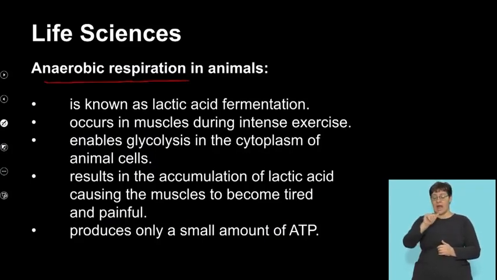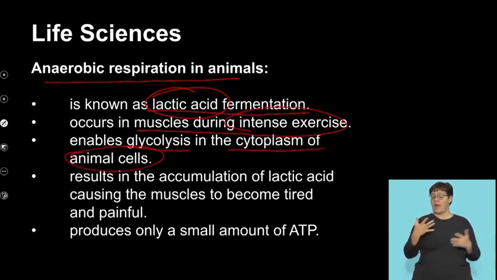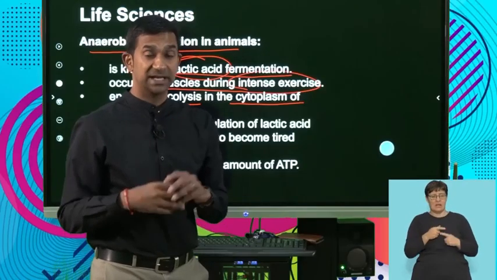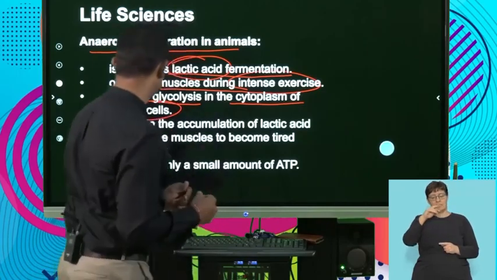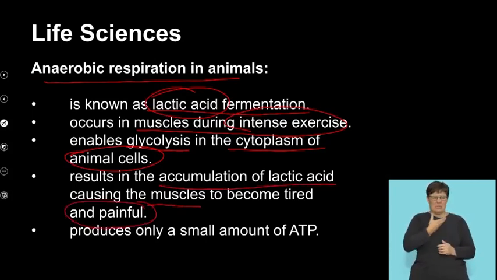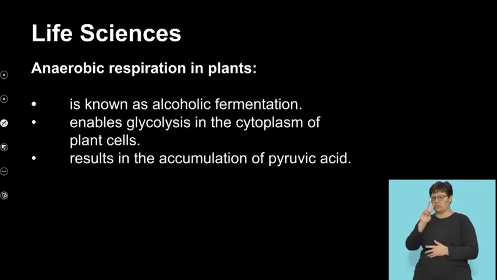We also know that anaerobic respiration in animal cells, as I mentioned, called lactic acid fermentation, occurs in muscles during intensive exercise. And this enables what we call glycolysis to take place in the cytoplasm in animal cells. As I mentioned, those crystals build up and cause the stiffening and cramp of those muscles as they build up in the cytoplasm of the cell. This results in the accumulation of lactic acid, causing muscle cramps and a lot of discomfort and pain. During this process, only a small amount of ATP is produced.